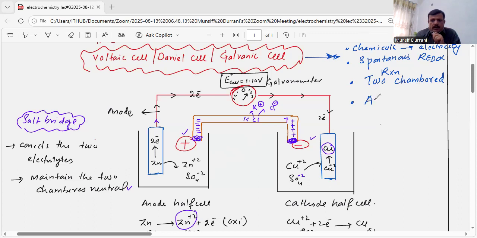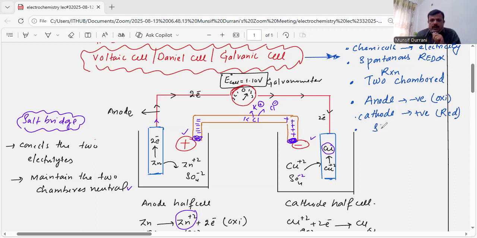Anode in a Voltaic cell: the anode is negatively charged and oxidation occurs at the anode, as we have already discussed in the electrolytic cell. While the cathode will be positively charged in the case of a Voltaic cell, and reduction will occur at the cathode.